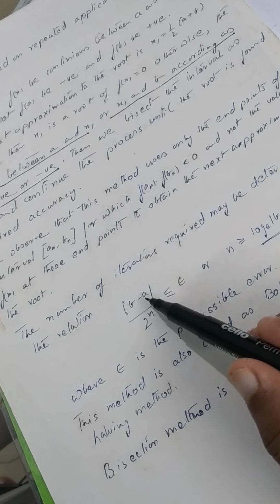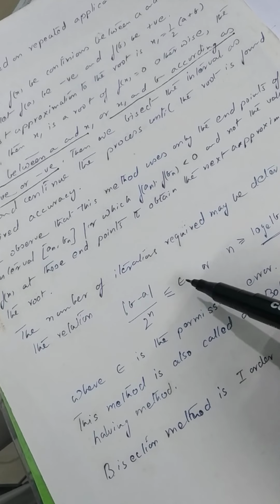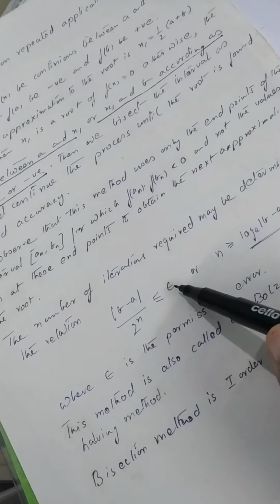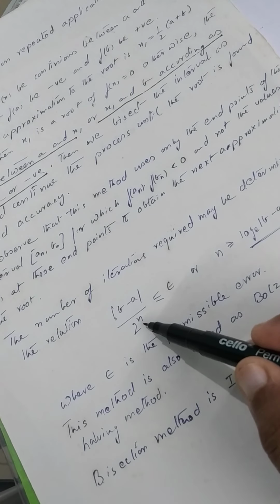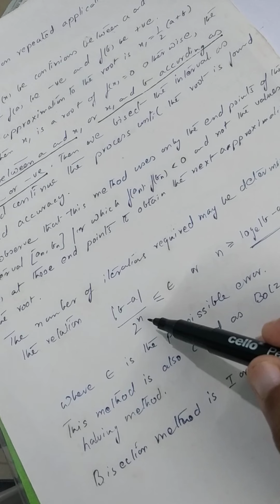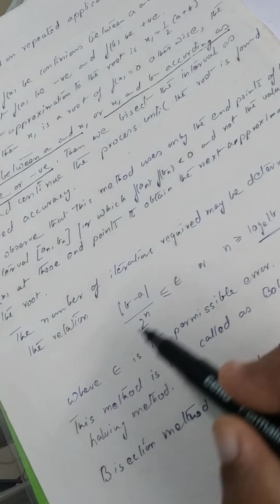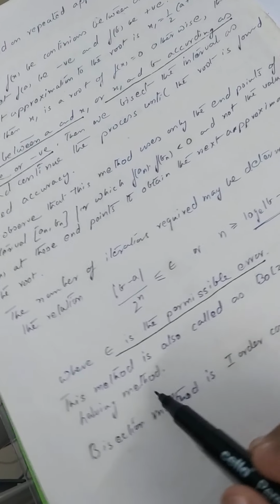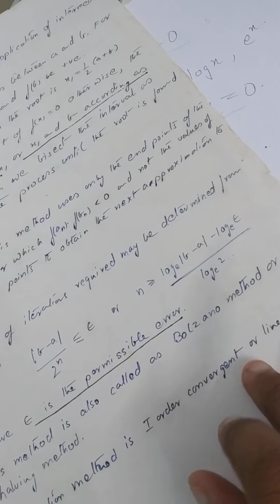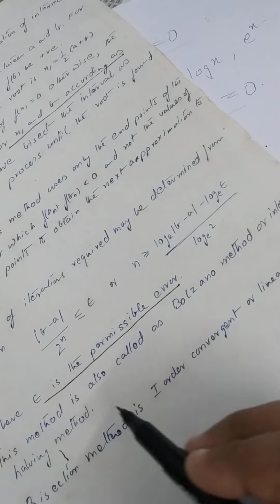For that you have to use this formula: (b minus a), which is the interval in which they are asking you, divided by 2 to the power n, equal to epsilon, the permissible error, where you have to find n only. n is the number of iterations required to get the epsilon permissible error. This method is also known as the Bolzano method or interval halving method.